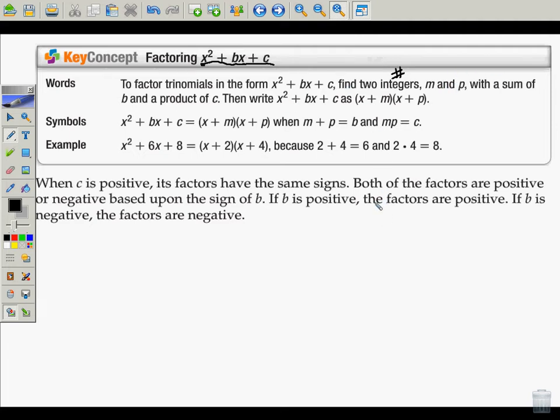Then we're going to write x squared plus bx plus c as the quantity of x plus m times the quantity of x plus p. Probably sounds pretty confusing, but you'll see it's not quite as confusing as it looks. What it ends up being is you have this middle term, b, and c is your last term. We're going to be finding two different numbers, that's what they're saying.